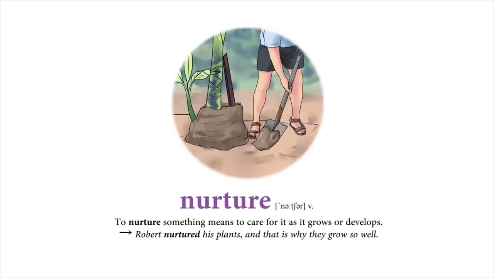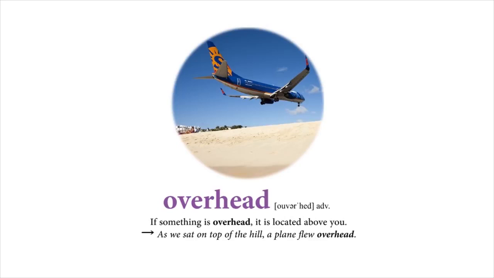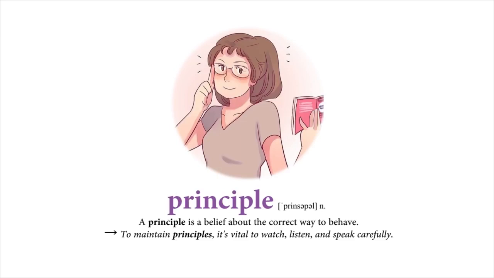Nurture. To nurture something means to care for it as it grows or develops. Robert nurtured his plants, and that is why they grow so well. Overhead. If something is overhead, it is located above you. As we sat on top of the hill, a plane flew overhead. Principle. A principle is a belief about the correct way to behave. To maintain principles, it's vital to watch, listen, and speak carefully.